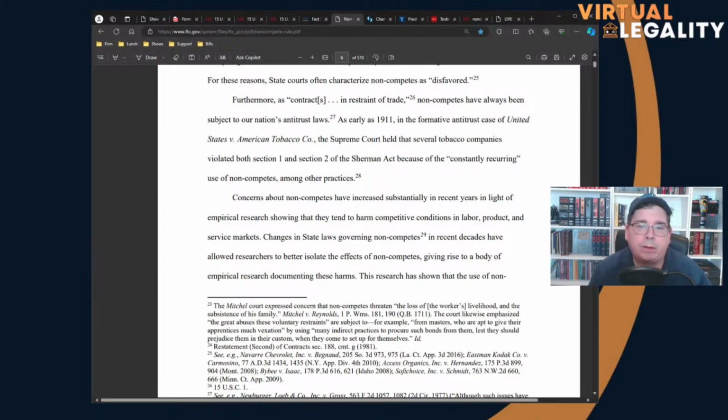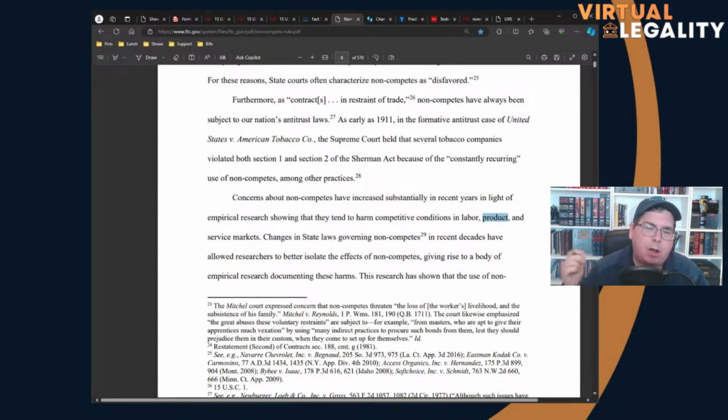Concerns about non-competes have increased substantially in recent years in light of empirical research showing that they tend to harm competitive conditions in labor, product, and service markets. And here we have the FTC, very similar to the Microsoft transaction, looking at the antitrust laws and the ambit of authority given to the FTC and perhaps broadening it out a little bit further than either the original legislative intent or what has historically been the ambit of the FTC, which is this notion of protecting labor and service markets, right? Product market is probably not apt here. They're just trying to add that because that is what is more within their wheelhouse.